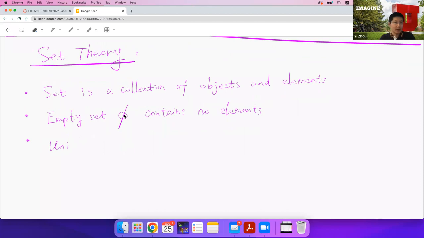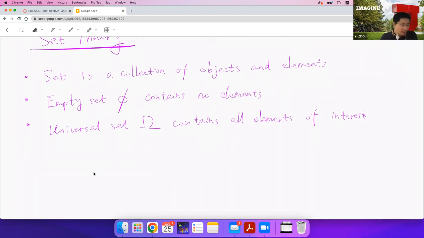And besides the empty set, the other extreme case is the universal set, which contains all the elements of interest. Think about the real line: it could be the universal set for numbers, right? Because the real line contains every single real number. These are very intuitive definitions, but starting from now, we can introduce some calculation rules for sets. And you probably are really familiar with those.